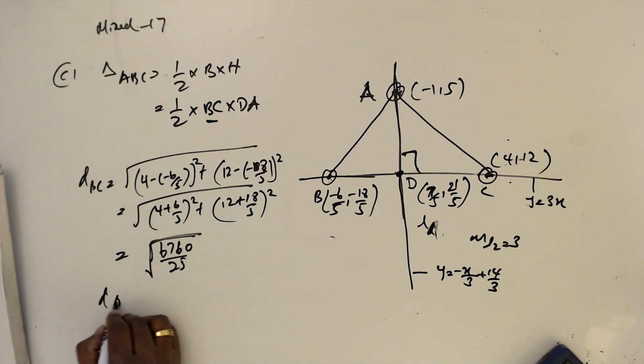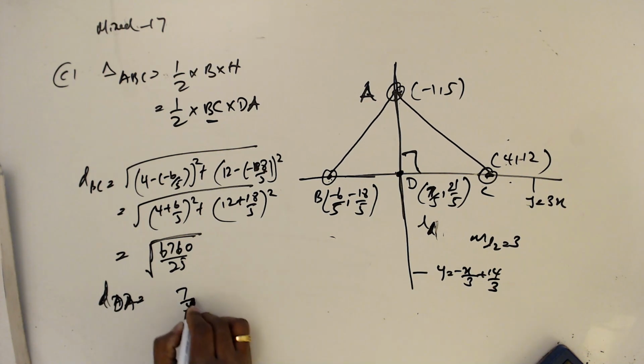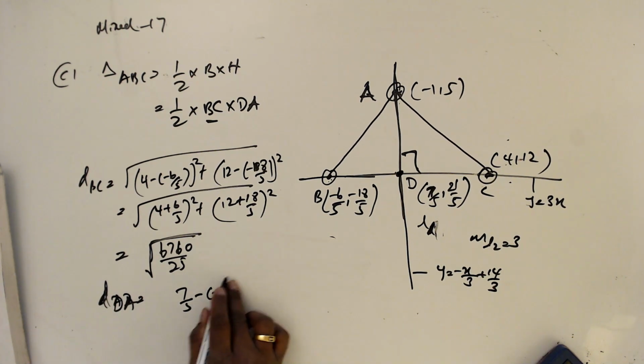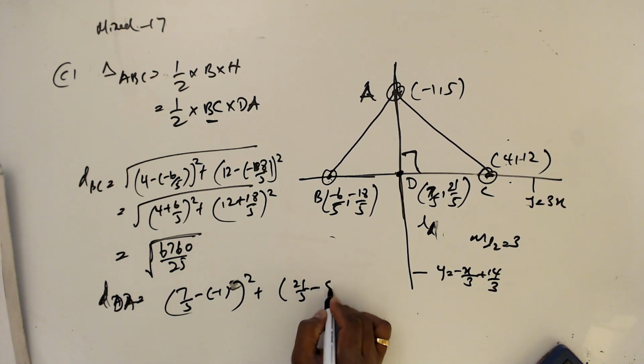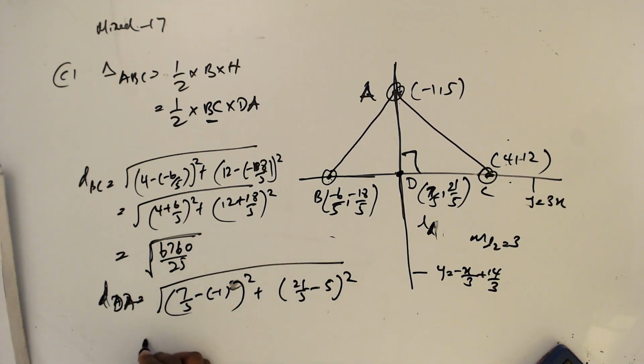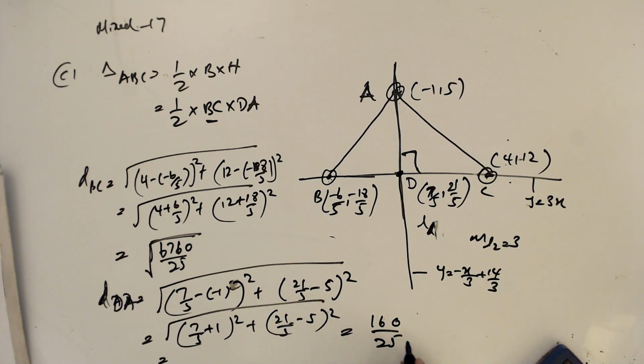Now DA, this distance: the square root of (7 over 5 minus 1) squared plus (21 over 5 minus 5) squared. So this is going to be 7 over 5 plus 1 squared plus 21 over 5 minus 5 squared, square root. This answer is going to be 160 over 25.